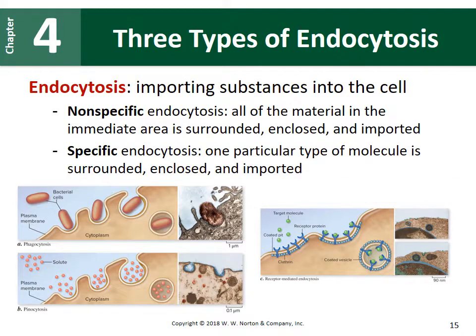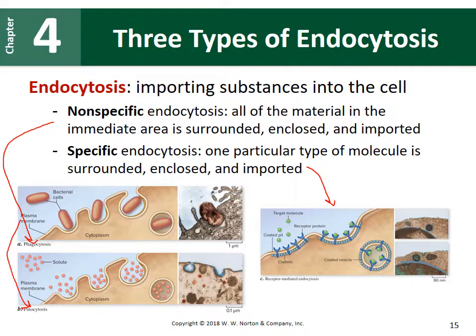Other times cells will want to bring substances into the cell, and this is referred to as endocytosis. And there's two types. There's nonspecific endocytosis, when all the material in the area is surrounded, enclosed, and imported. This can happen when the cell does phagocytosis or pinocytosis. So when the cell brings in food, like bacteria cells, or when a cell brings in a liquid with solutes dissolved into it. Another type of endocytosis is specific endocytosis. This is when one specific molecule is surrounded, enclosed, and imported.